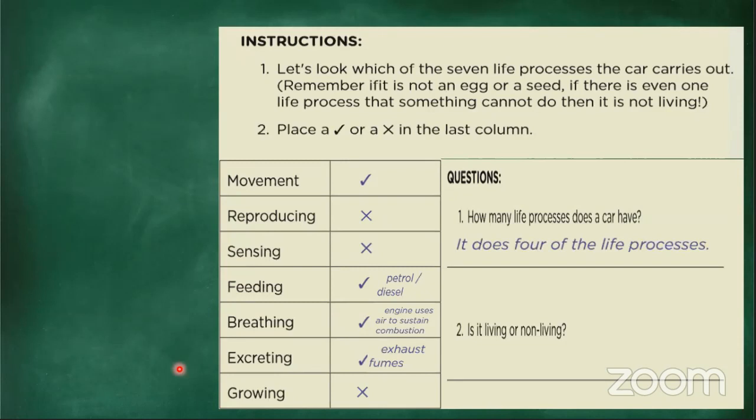So if it only does 4, is it then a living thing or is it a non-living thing? Quickly type your answer. Is it living or is it non-living? So that I can see if you understand this. It has 4 out of the 7 life processes, more than half. Does that make it a living thing or is it a non-living thing?